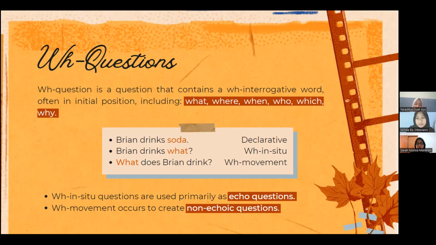The other thing that we can do is form a different sentence: What does Brian drink? The object of drink here is being moved to the top of the sentence and becoming a WH interrogative word. This is what we call WH movement. WH movement occurs to create non-echoic questions.